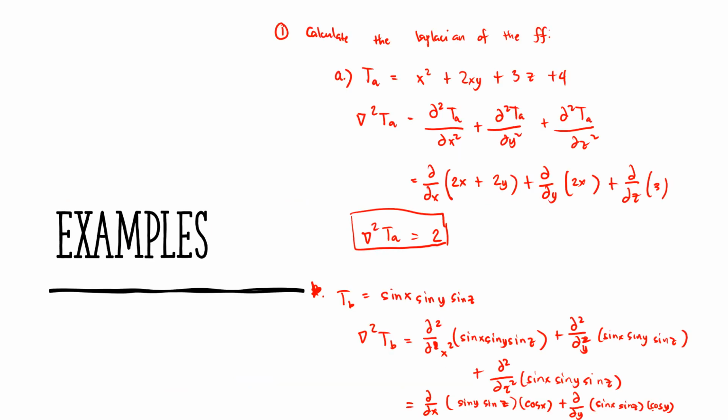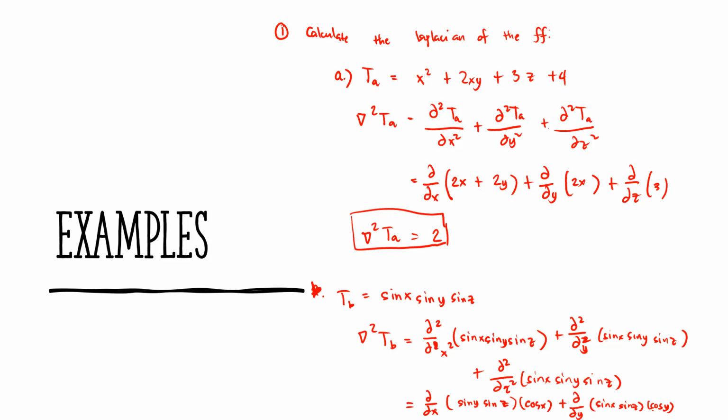Okay, so let's have some examples. Calculate the Laplacian of the following. So the first one is a scalar function T sub a, which is equal to x squared plus 2xy plus 3z plus 4. So we have to get the Laplacian of this function. So we just have to rewrite it this way. Okay, so we have the second partial derivative of T sub a with respect to x squared plus the second partial derivative of T sub a with respect to y squared plus the second partial derivative of T sub a with respect to z squared.